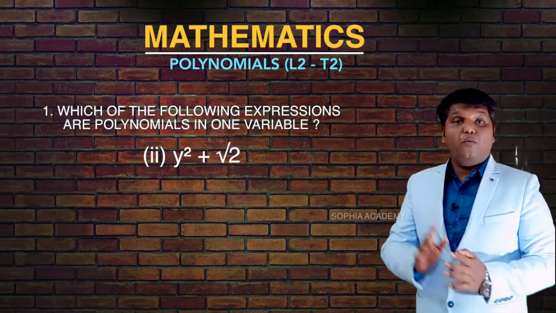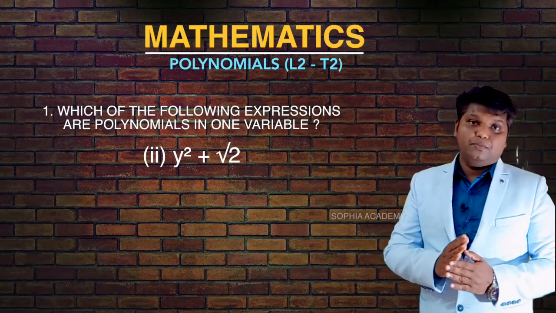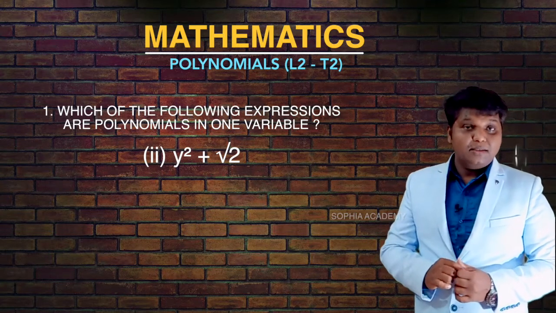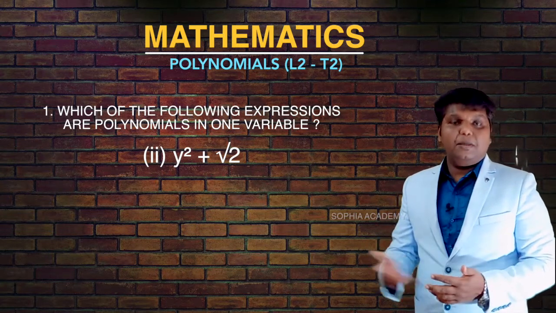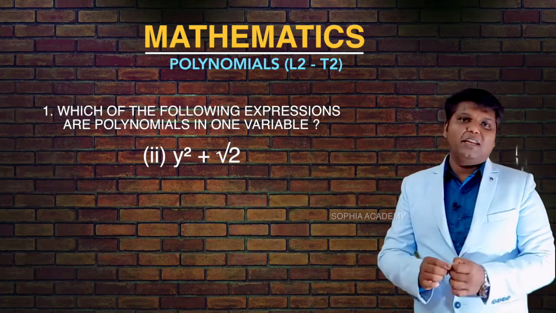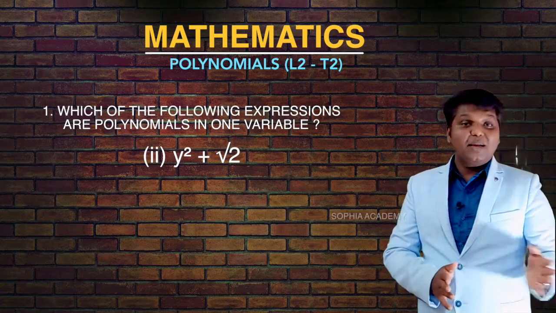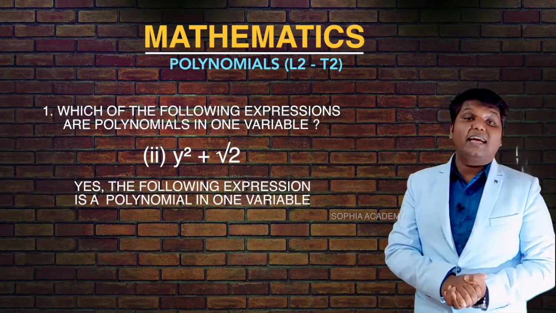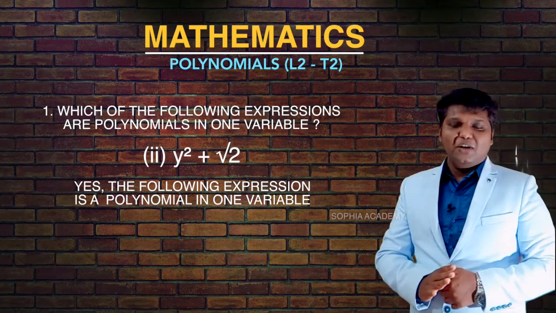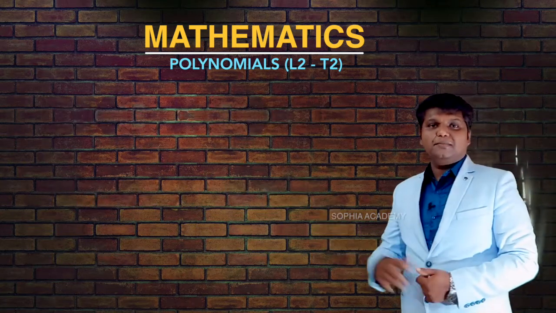Question number 2: y square plus root 2. It's a polynomial in y, right? There is only a single variable, and that is y itself. So we can say this also comes under the category of a polynomial with a single variable. Check out the third question.